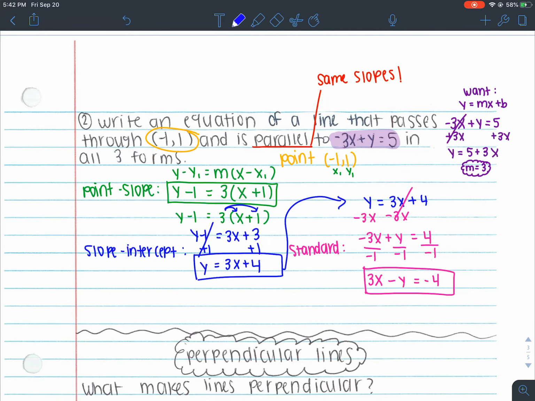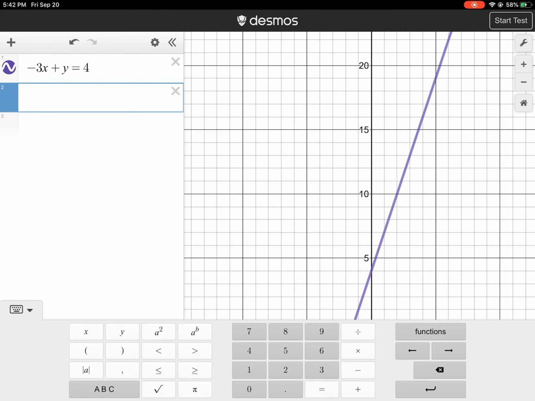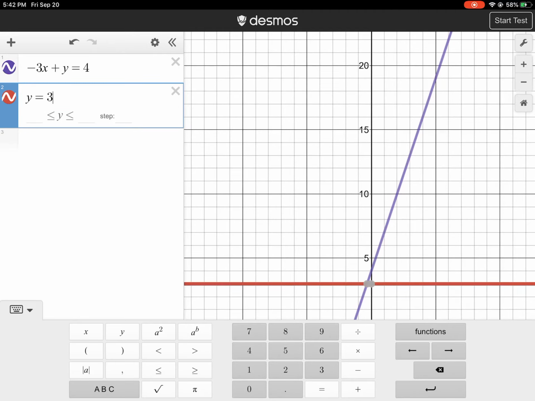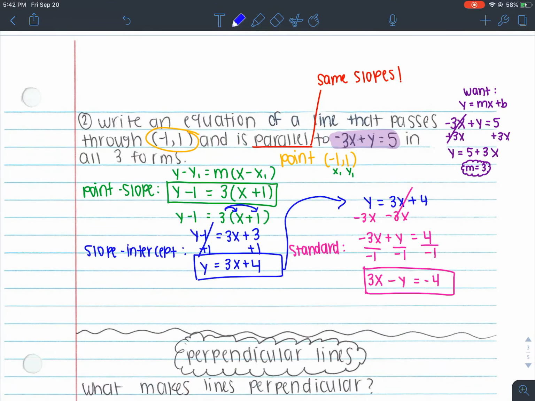Let's check to see if it's actually parallel to that purple one we had at the beginning. And remember, I put it in Desmos earlier. And it does not matter what form we pick. So this time I'm going to pick slope-intercept, our blue line, which is going to be y equals 3x plus 4. Was it plus 4?